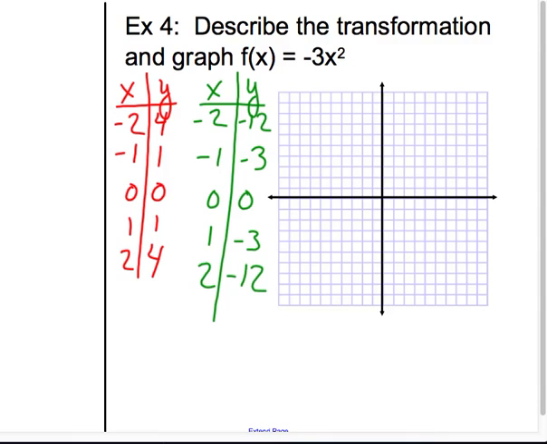And then we go ahead and plot our points. I won't be able to fit my (2, -12) or my (-2, -12) on the graph. It would be a little bit below. (-1, -3), (0, 0), (1, -3), and then (2, -12).